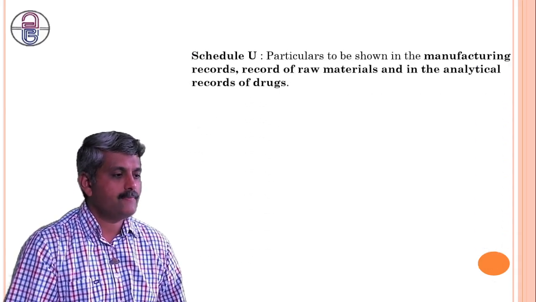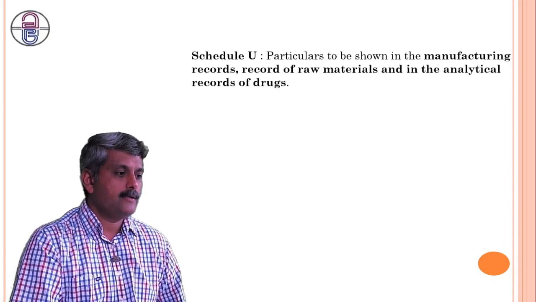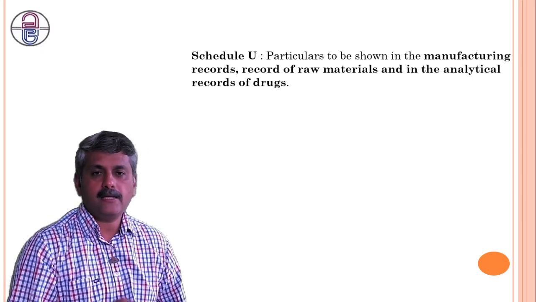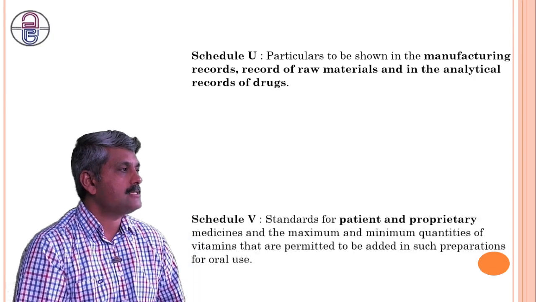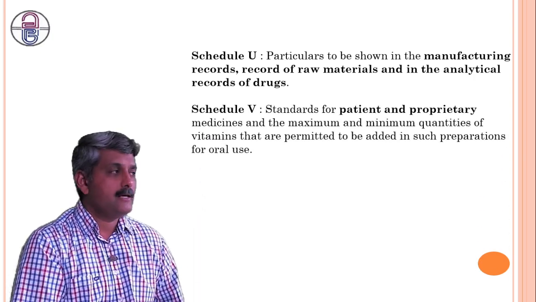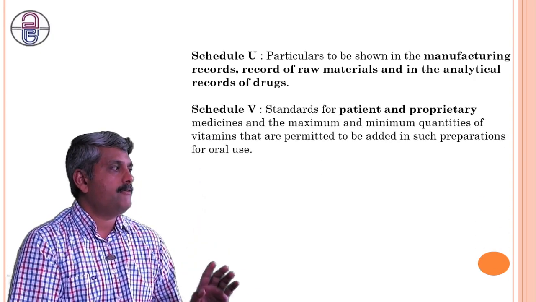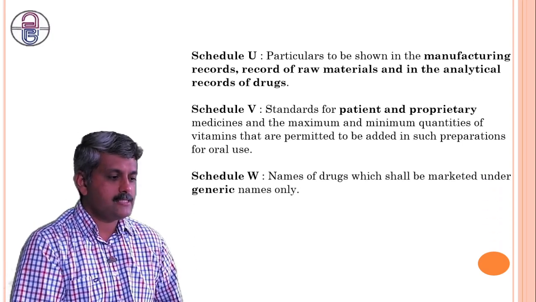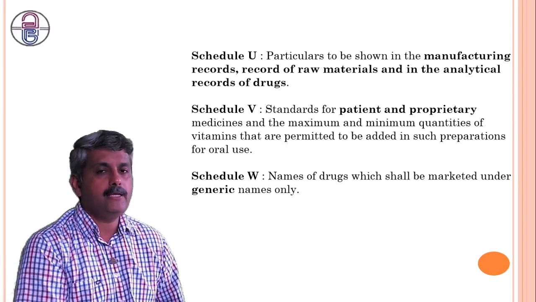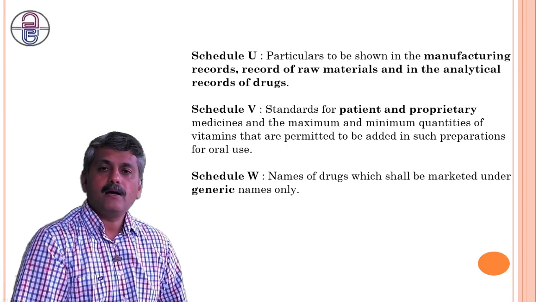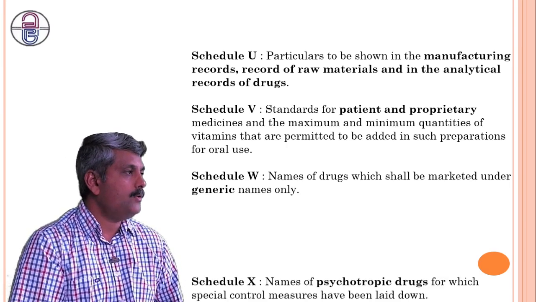Next schedule is schedule U, particularly to be shown on a manufacturing record and maintained for the analytical records. Then schedule V, particularly the standard for patent and proprietary medicines. Schedule W, that is related to the name of the drug: it shall be marketed under the generic name only.